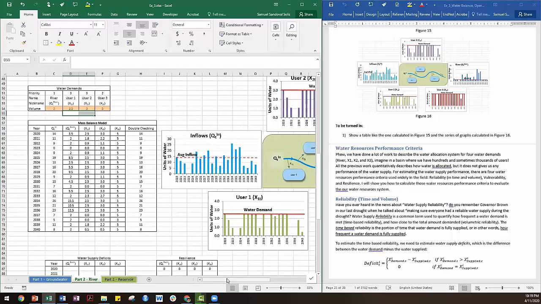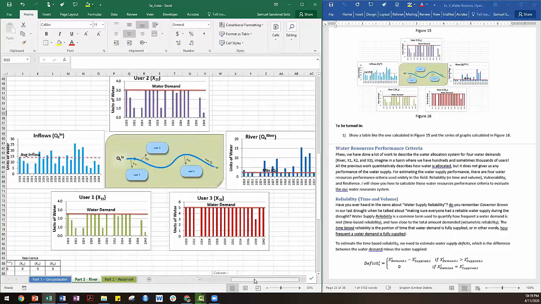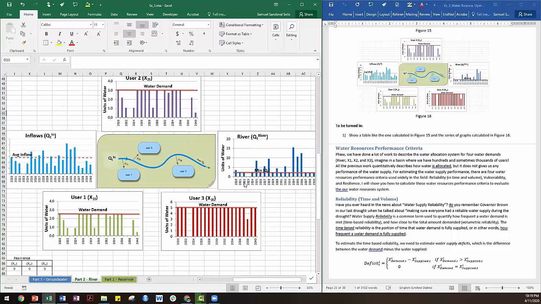So what we have done is a little bit more of a qualitative way of addressing water supply, but I think we can do it more quantitatively. In this case, it will be through using some performance criteria. Some of the most widely used are these 4: reliability in terms of time and volume, vulnerability and resilience. And I'm going to explain how you can obtain those.